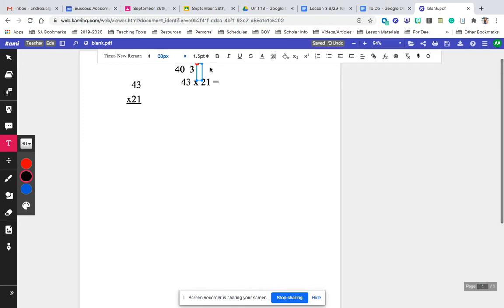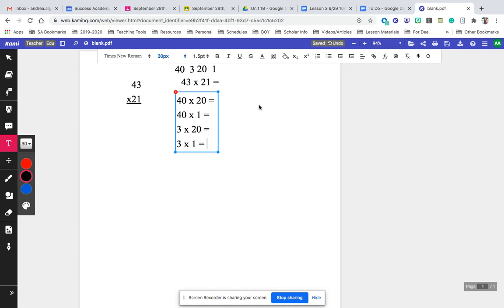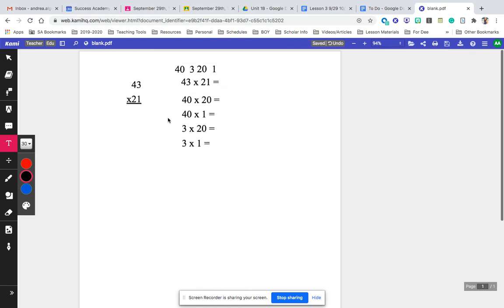I'll just note that up here. Oh, 20 and 1, sorry. All right, so that's how I'm going to break down the numbers. So I know I can do 40 times 20 and 40 times 1. Then we've got 3 times 20 and 3 times 1. Lovely. Now, standard algorithm is kind of the same thing, and I hope that this proves that to you.